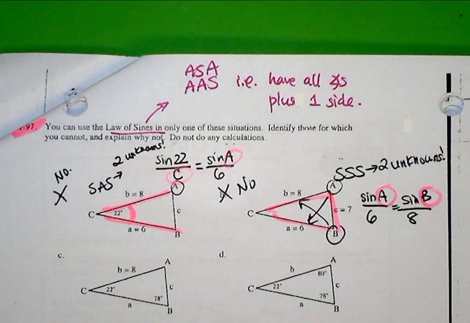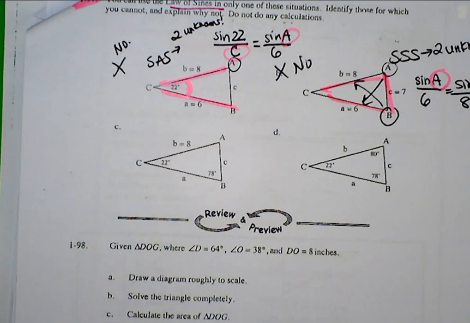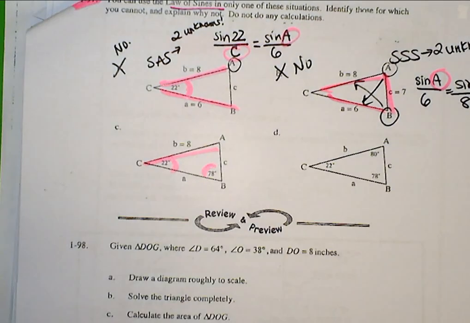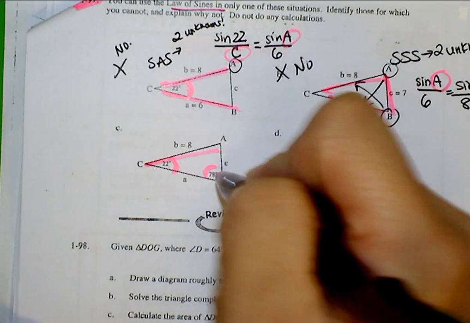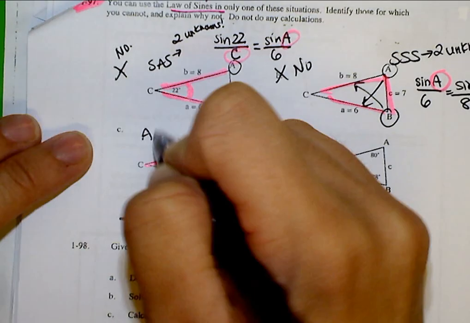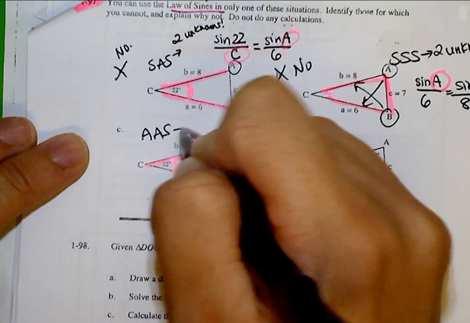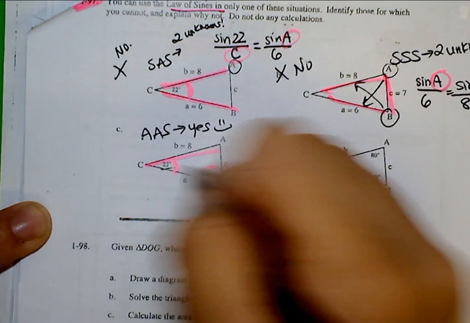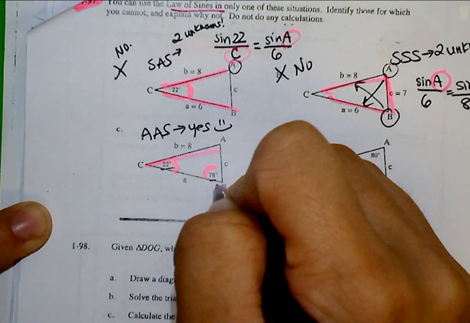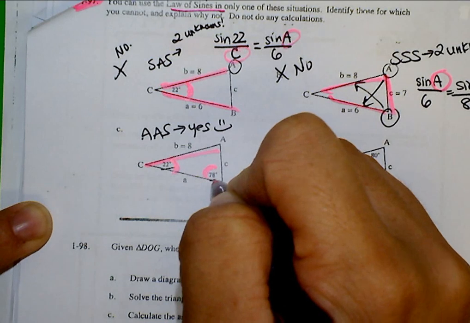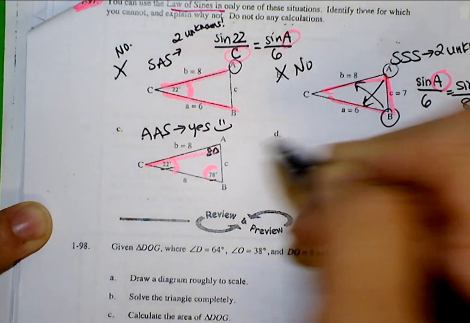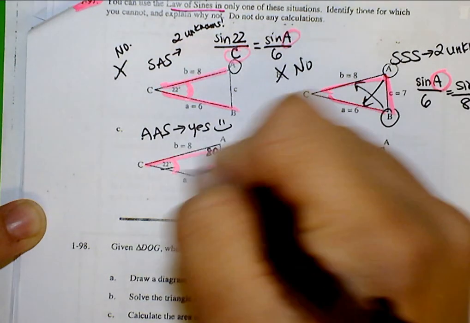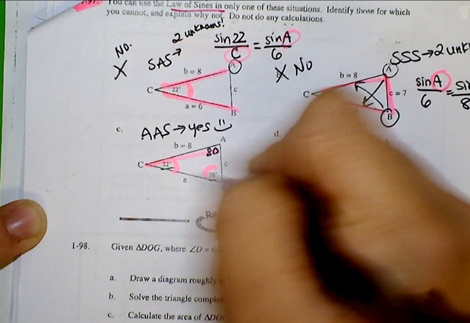Let's try another one. I have this side and this angle and this angle. That means I have angle-angle-side. Does that work? Yes, I can solve. I have 22 and I have 78. 22 plus 78 is 100, so this one is 80, since the whole thing has to add up to 180. So now I really have angle, angle, angle, and a side. So I also have angle-side-angle.